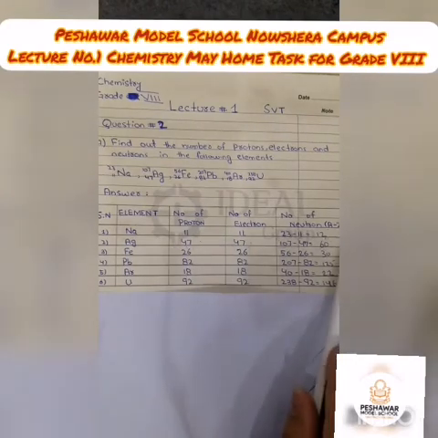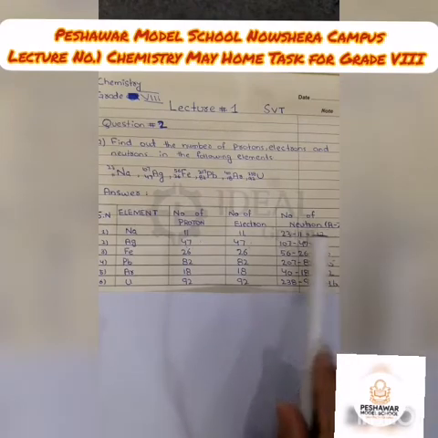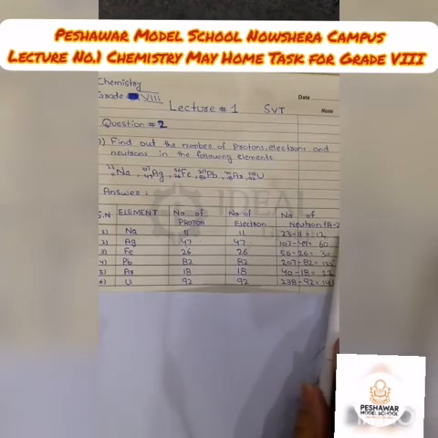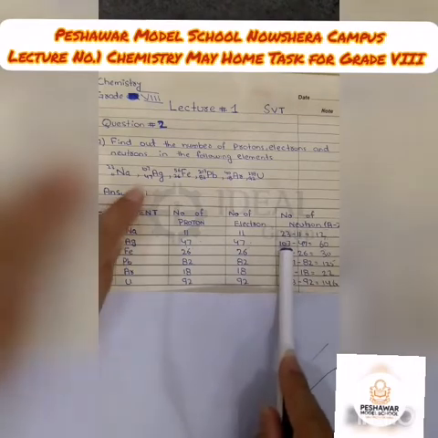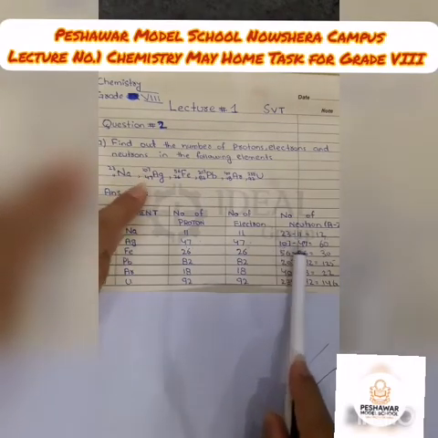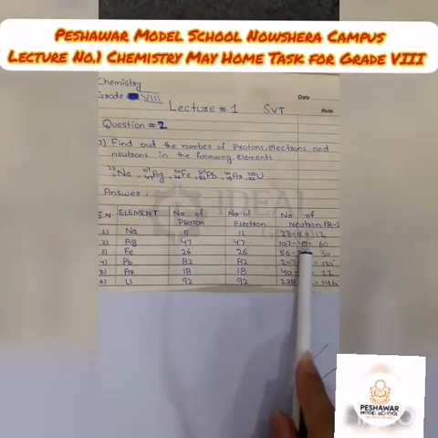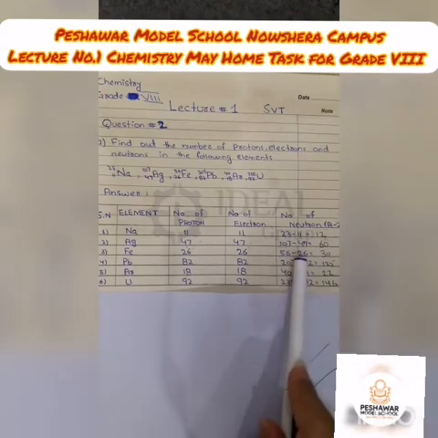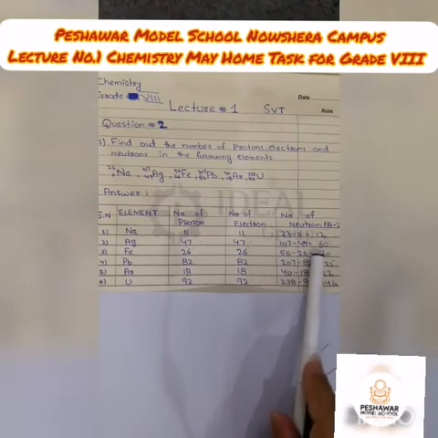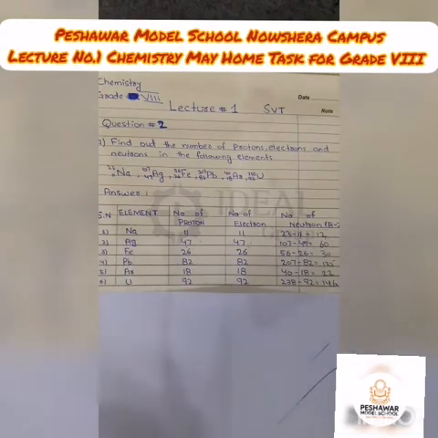How do we find out the number of neutron? Simply by subtracting atomic number from the atomic mass. The atomic mass of silver is 107 and the atomic number of silver is 47. When we subtract 47 from 107, we find the number of neutrons is 60 in silver.